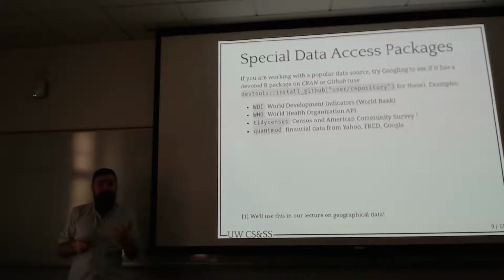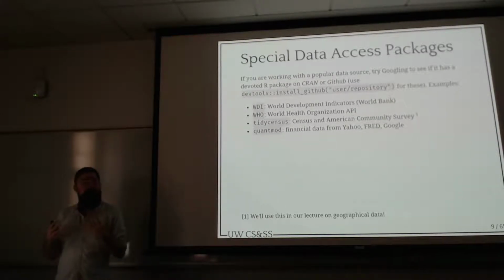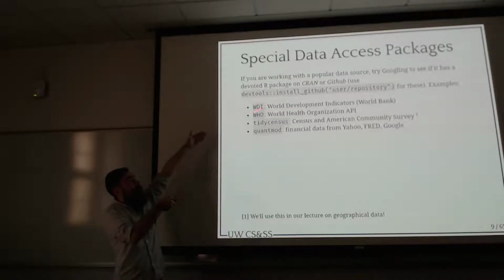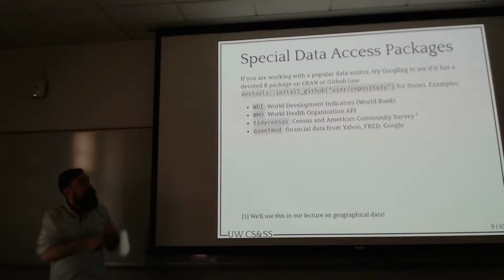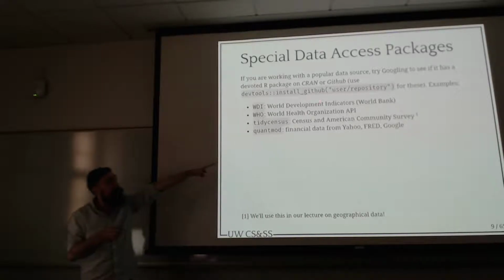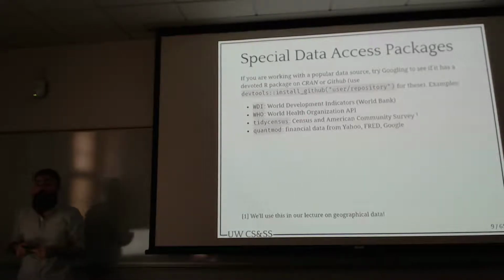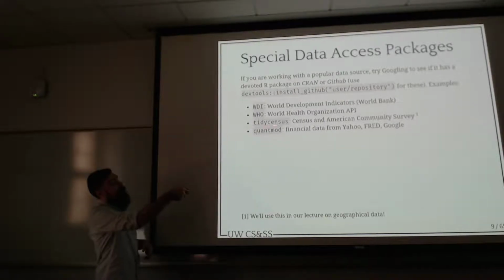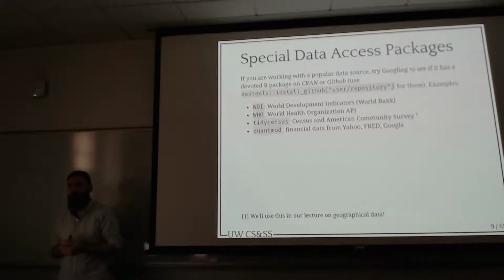So some packages you might find easy to use in R are things like World Development Indicators from the World Bank, which has a package called WDI. WHO accesses the World Health Organization API to download data. Tidycensus downloads data from the census and American Community Surveys and formats them in a tidyverse format. We're going to use that in week 9 or 10 to download census data.